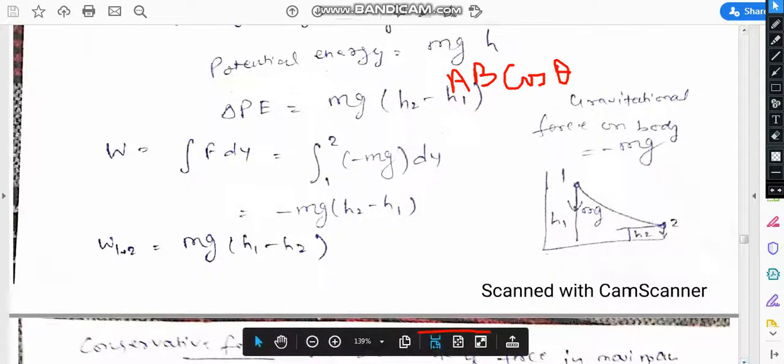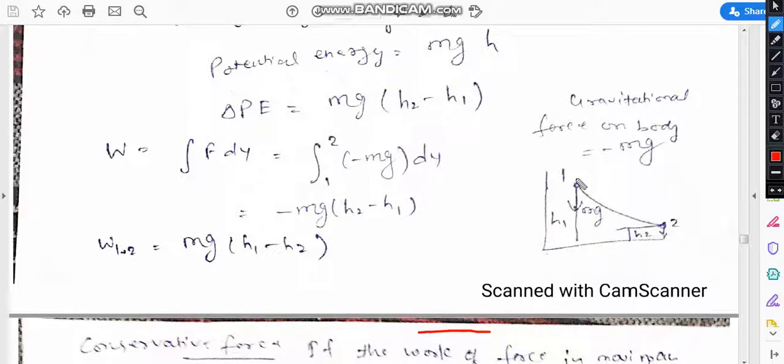so here we consider two positions. Okay, so there are two positions, this is 1 and this is 2. The change in potential energy is the final, mgh2, minus the initial one, mgh1. So the net change in potential energy is nothing but mg(h2 minus h1).